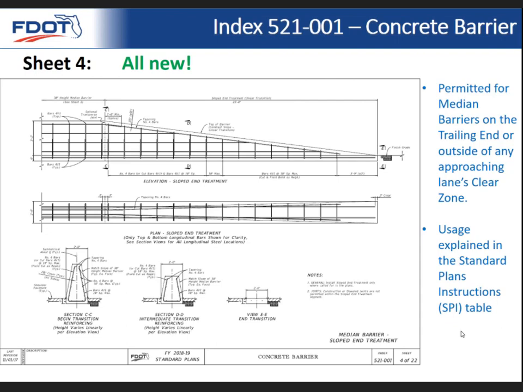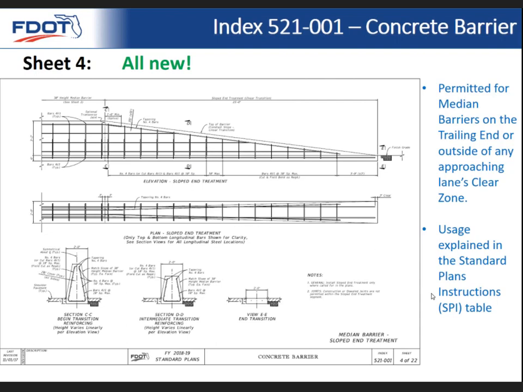So looking at sheet 4, this is for our sloped end treatment. Now this is basically used, obviously, in the medians for median barrier on the trailing ends and then outside the clear zone. So anytime you have approaching traffic that's within the clear zone, you're going to want to shield the blunt end with either a guardrail approach terminal or the crash cushion. But then this is just for the trailing end and then outside the clear zone.